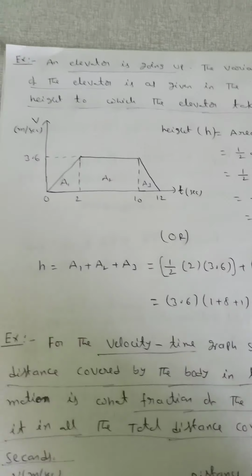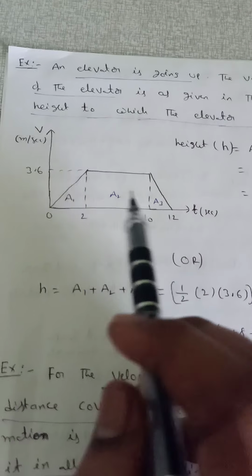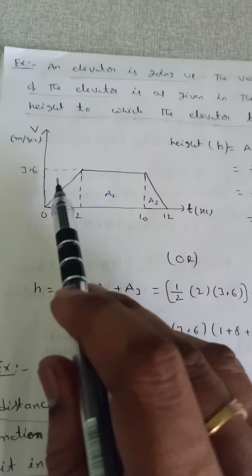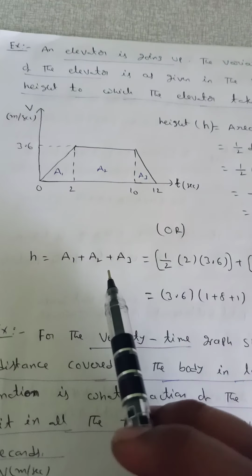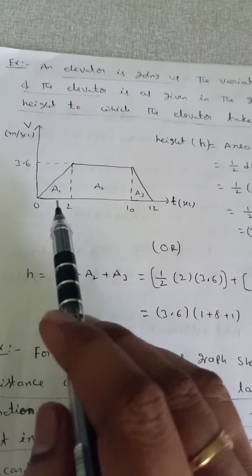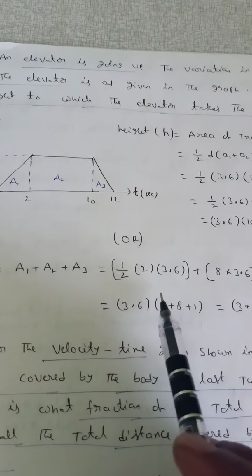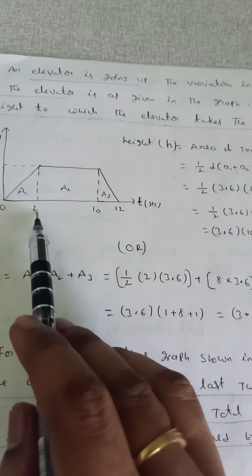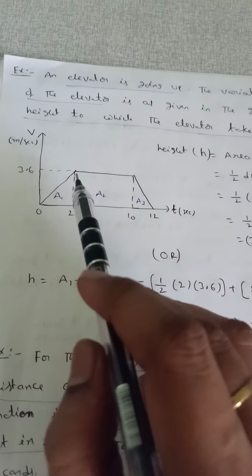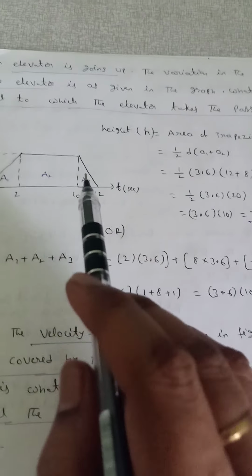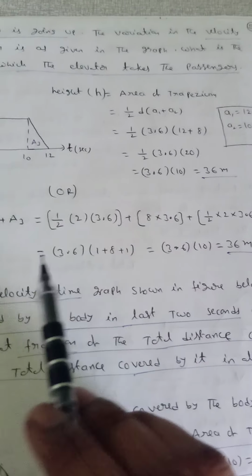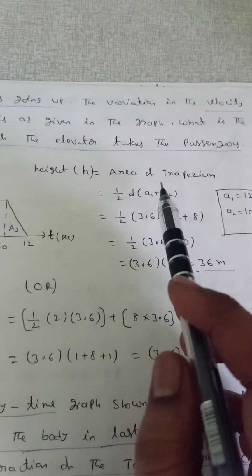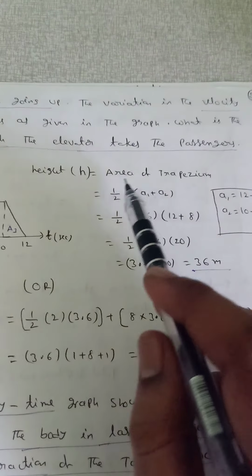Or another method: this trapezium is divided into 3 parts. a1 is the area of the triangle, a2 the area of the rectangle, a3 the area of the triangle. Area of the triangle is half base into height, half into 2 into 3.6. a2, area of the rectangle, is 8 into 3.6, plus a3, area of the triangle, with base 2 and height 3.6, half into 2 into 3.6. Similarly, 36 meter. This formula is known as the direct method.